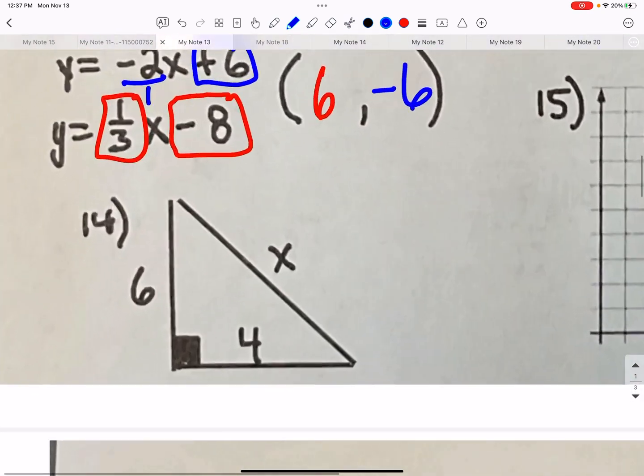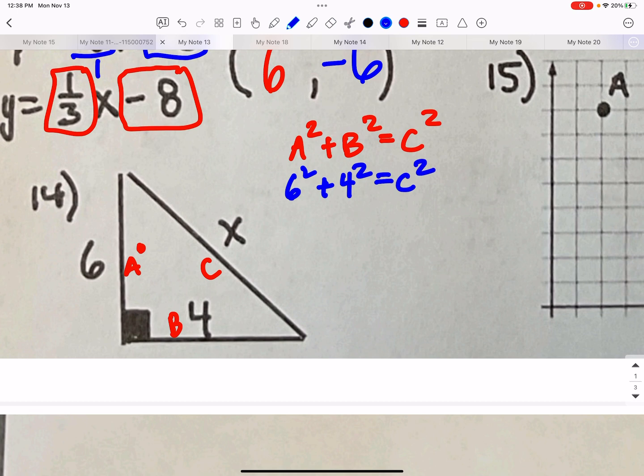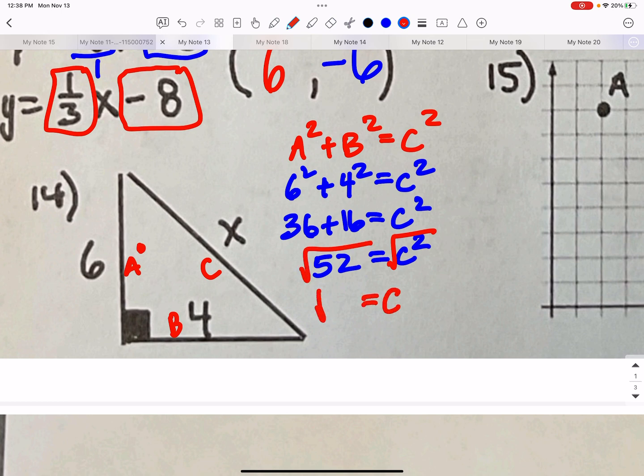Let's see, 14. This is a squared plus b squared equals c squared. This is a, this is b, this is c. A squared plus b squared equals c squared. A is 6, so 6 to the second power plus b is 4. 4 to the second power equals I don't know to the second power. 36 plus 16 equals c squared. 36 and 16 is 52 is c squared. We're going to take the square root. And c equals the square root of 52, which if I put that in my calculator is about 7.2.